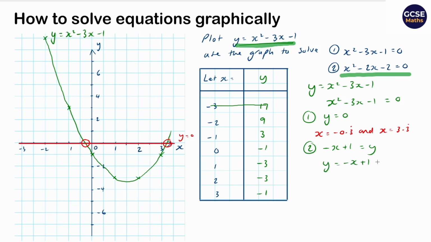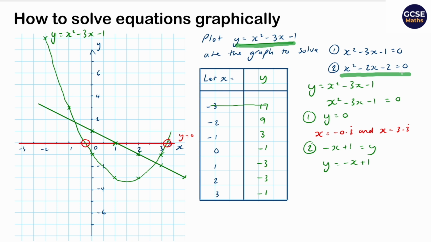Going back to our straight line graphs, the y-intercept is 1, so that's 0, 1, so 0 across 1 up. And our gradient m is 1 across 1 down because it's negative 1, so 1 across 1 down. If I go from here, I go 1 across 1 down, 1 unit across, 1 unit down, and so on. I draw that in. I'm now going to solve this equation graphically.